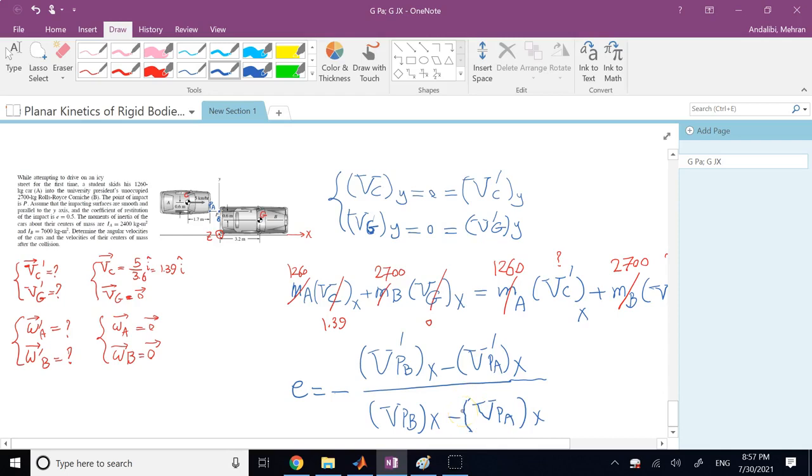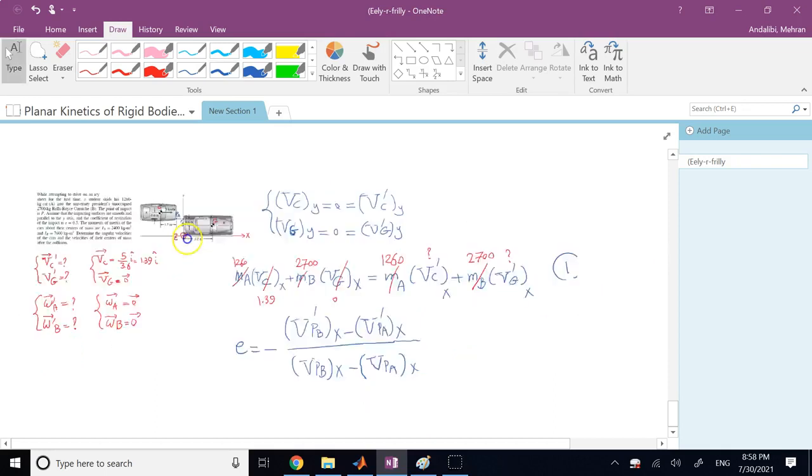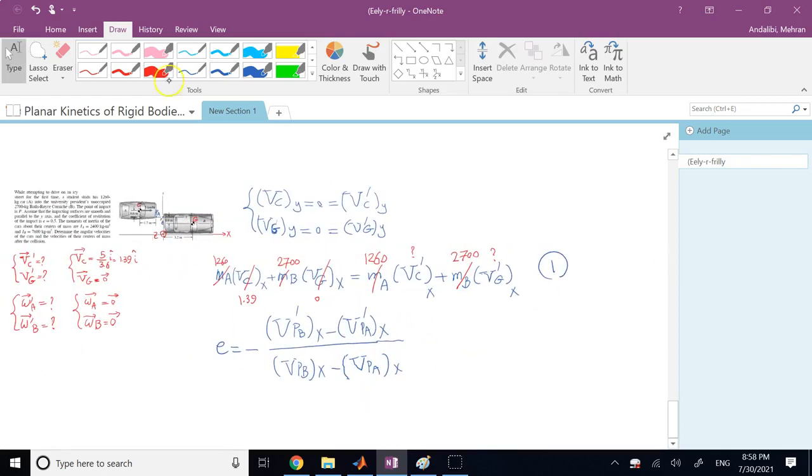So please keep this important distinction in mind. For E, we use the relative velocity between contact points. For momentum, conservation of momentum, we use the velocities at the centroid. That's a big difference. So E I have, E is given to me. It says it's 0.5, good.